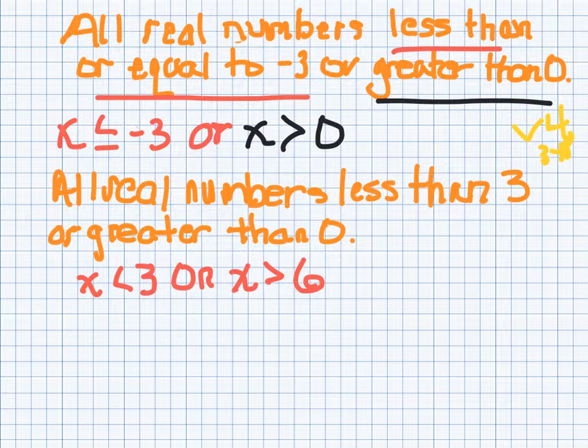It's just 3. And so here, to write it out, we have x is less than 3, numbers less than 3, or greater than 0, and I wrote 6 there. Boy, I didn't do so good here. This should be 0.